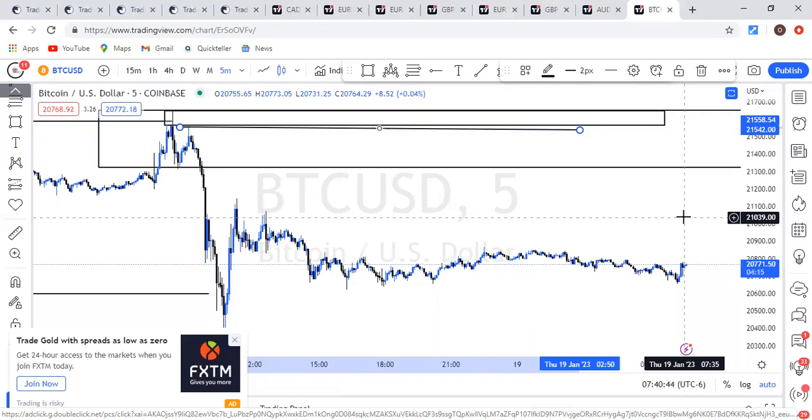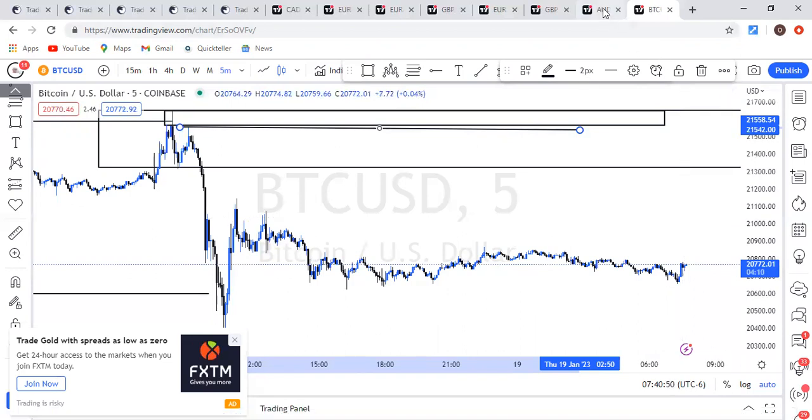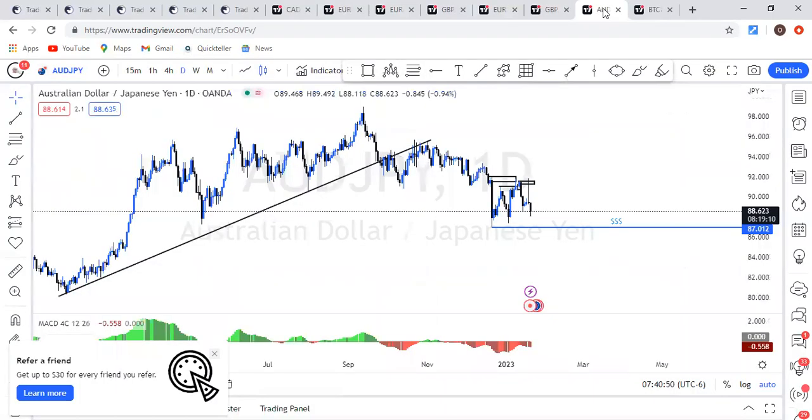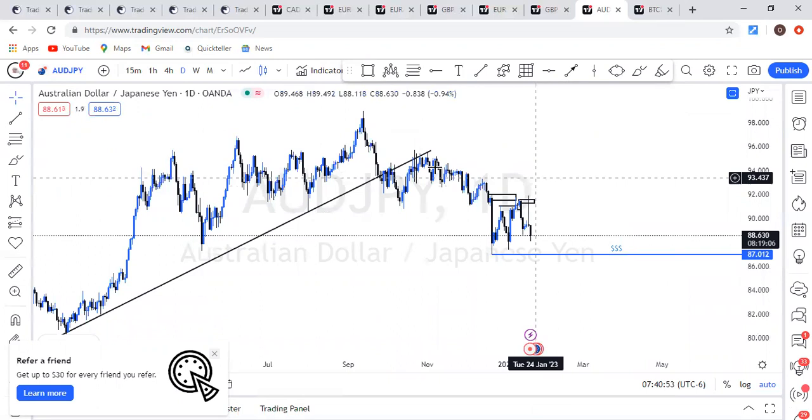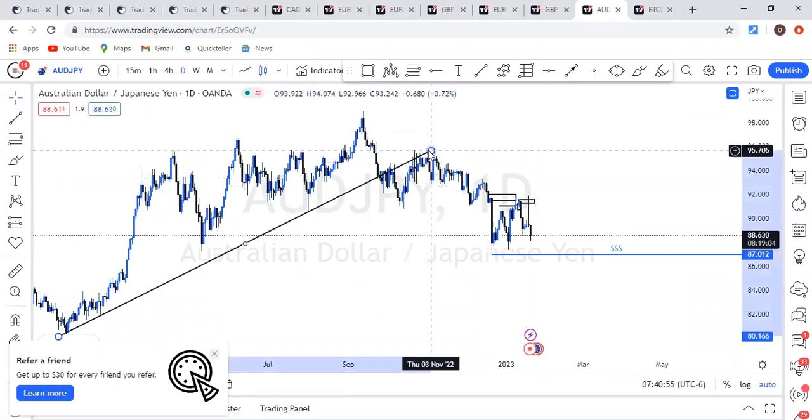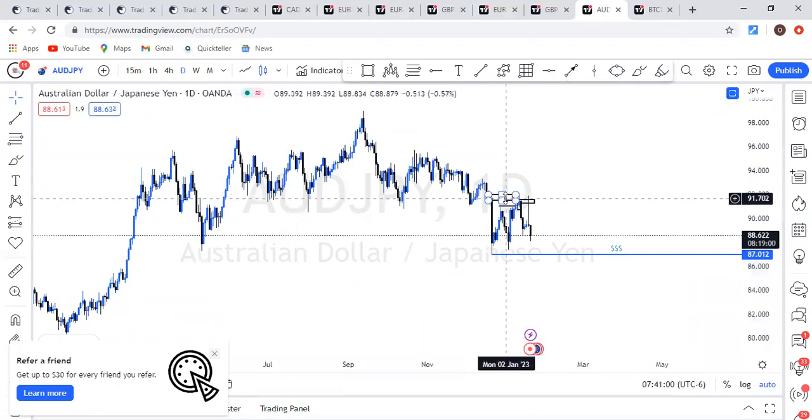I emphasize this a whole lot. So let me take you to another one. Let me show you another example on AUD JPY.